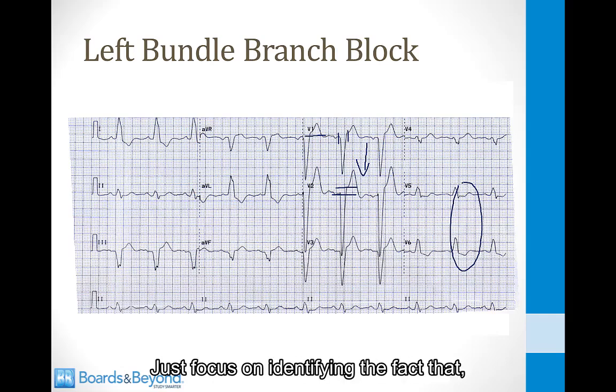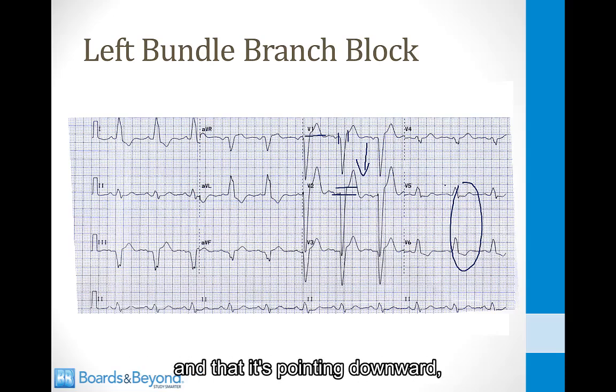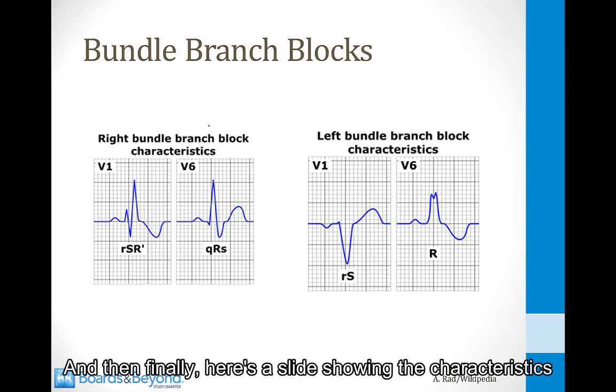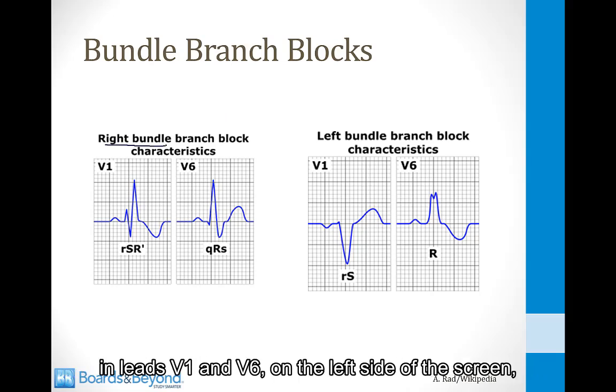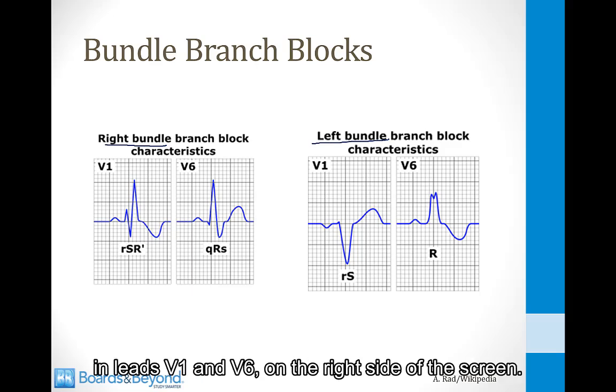Just focus on identifying the fact that in lead V1, the QRS complex is prolonged and that it's pointing downward, and therefore that is consistent with a left bundle branch block. And then finally, here's a slide showing the characteristics of a right bundle branch block in leads V1 and V6 on the left side of the screen compared with a left bundle branch block in leads V1 and V6 on the right side of the screen.